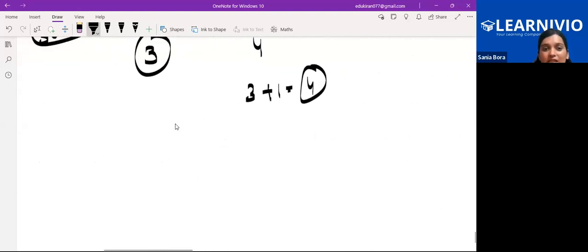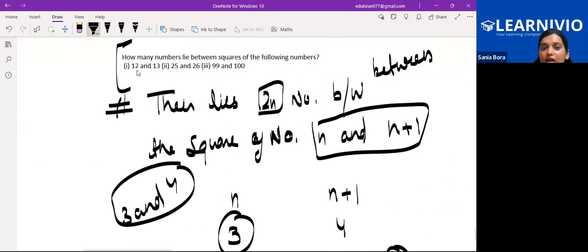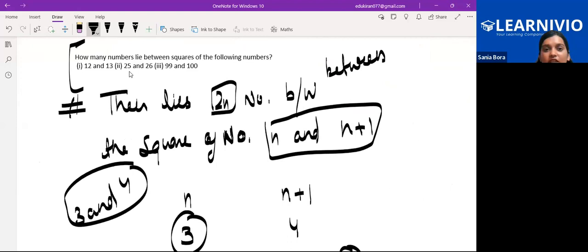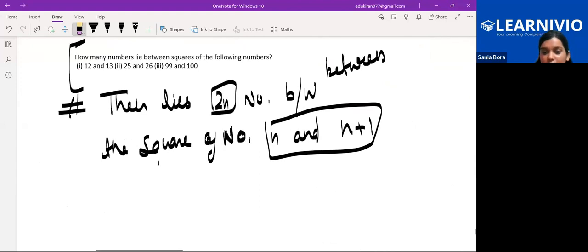In this scenario, first of all, you need to check whether these numbers 12 and 13 are consecutive or not. Like, are they coming one after another or not? So for this, we will check it. 12 and 13. If you add 1 to 12, you will get 13. So yes, ma'am, these numbers are n and n plus 1. This is n, and if you add 1 to it, you will get 13. Yes?